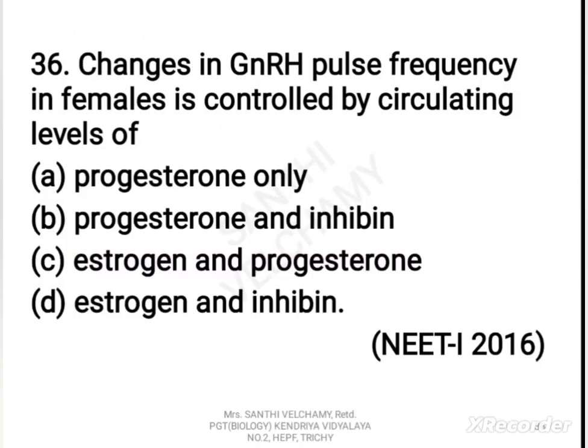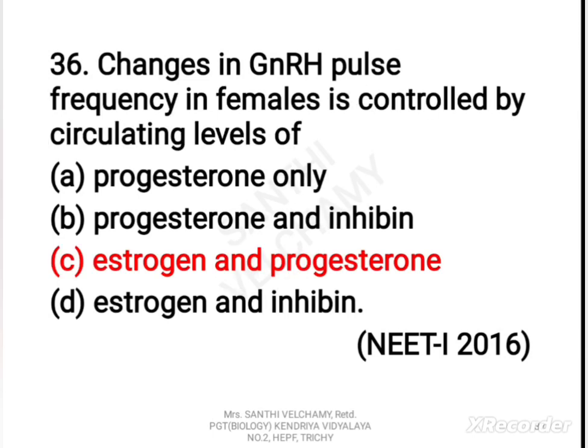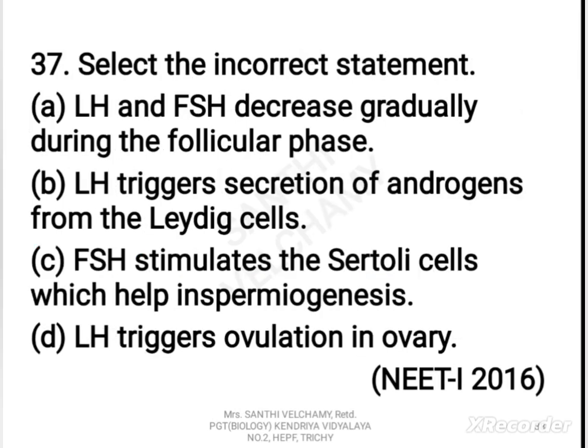Now next one. Changes in GnRH, that is the hormone pulse frequency in males, is controlled by circulating levels of A. progesterone only, B. progesterone and inhibin, C. estrogen and progesterone, D. estrogen and inhibin. The correct answer is C. estrogen and progesterone.